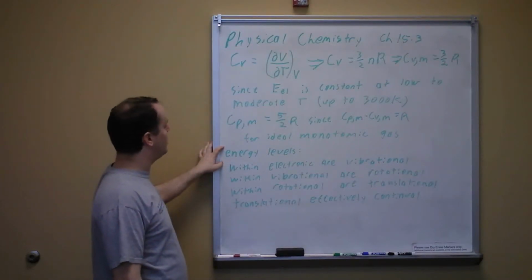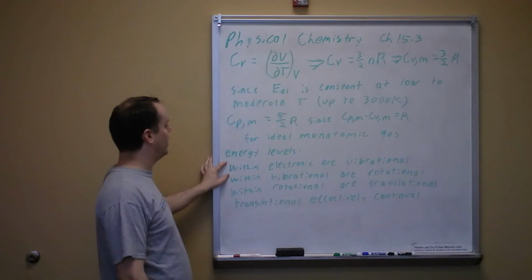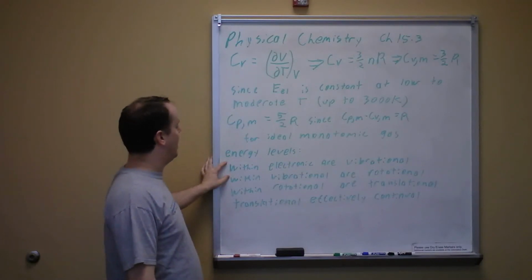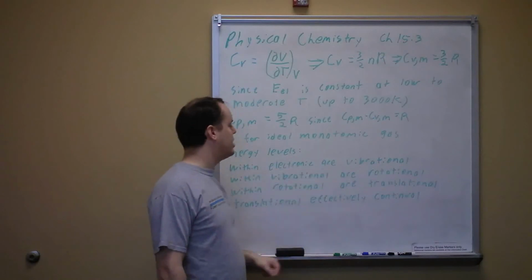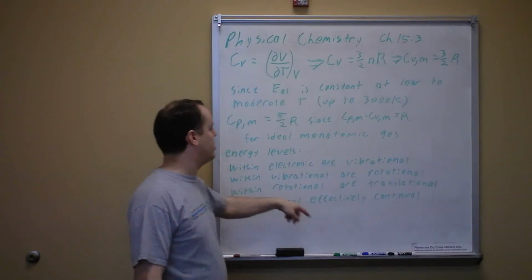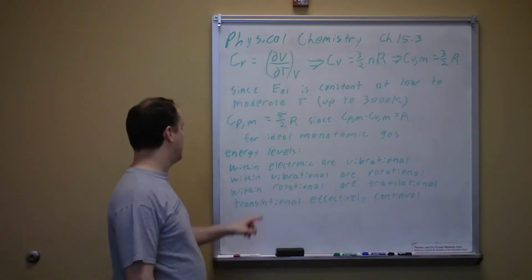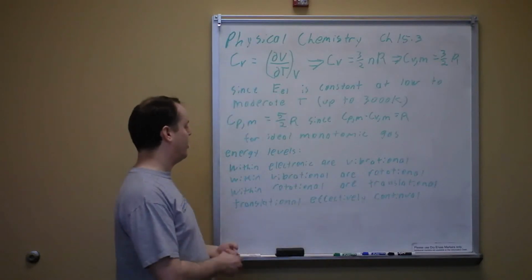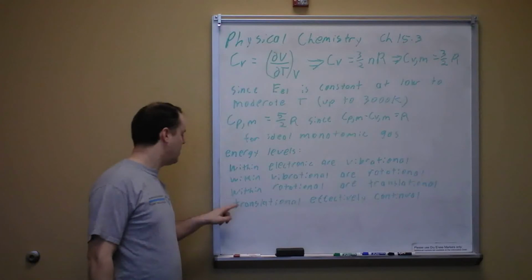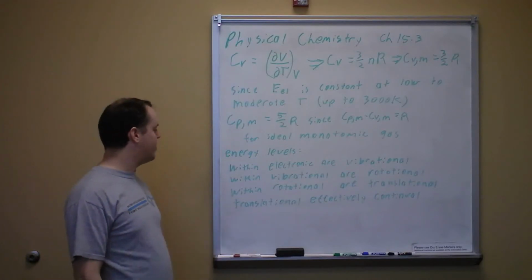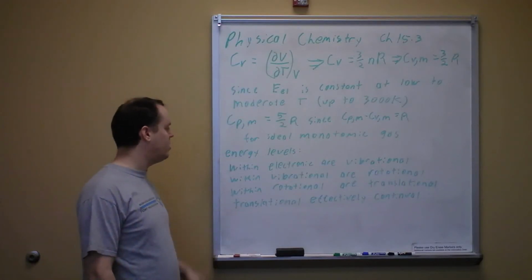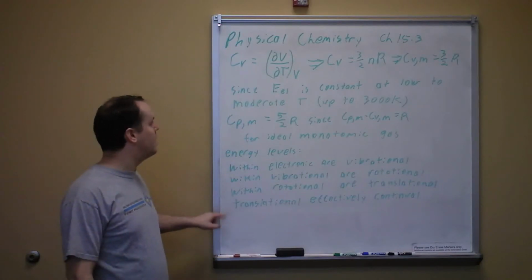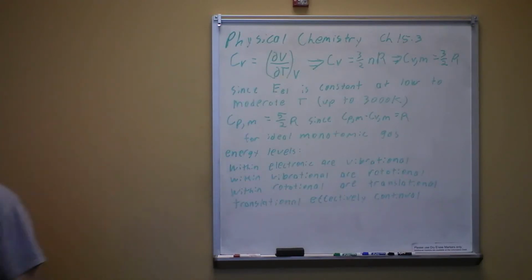Now energy levels come in different sizes. The largest energy levels are the electronic, and within those there are vibrational energies, and then within those there are smaller rotational energies, and then within the rotational energies there are even smaller translational energies. Translational energies change to such a small degree that it's effectively a continuum. When we talk about quantum mechanics and get more into heat capacity, this will make more sense.